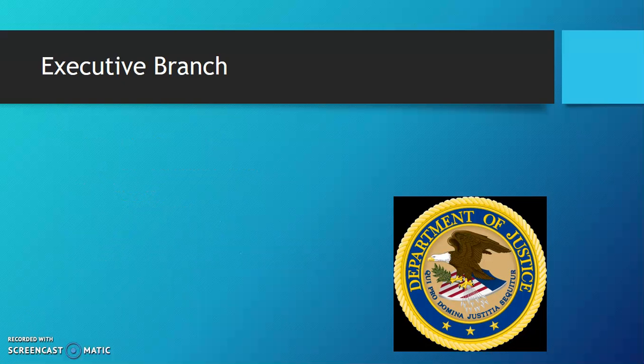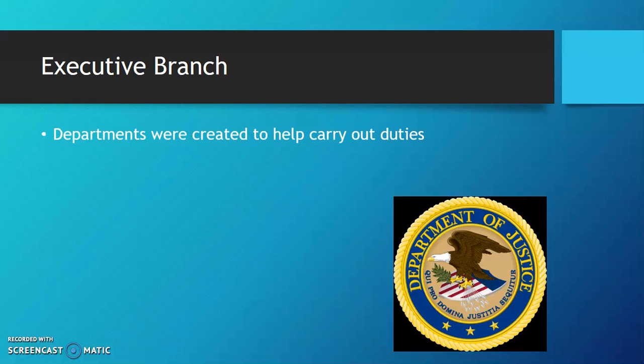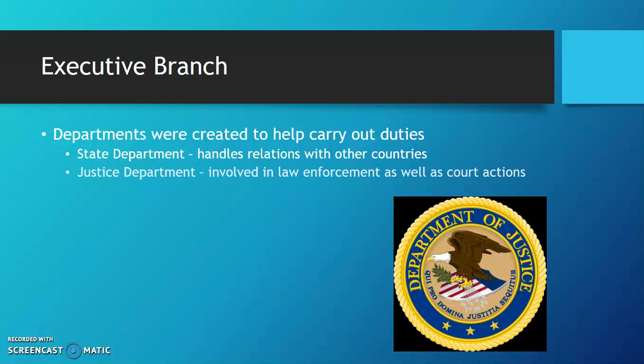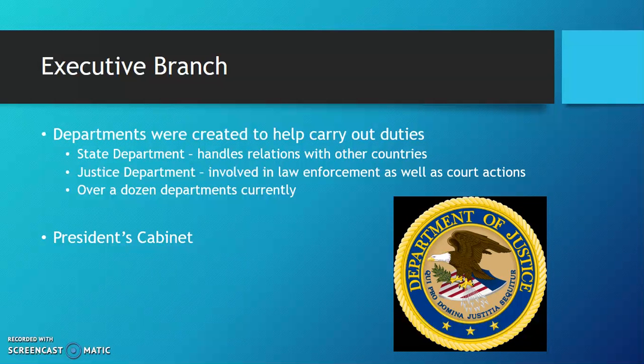The president is not the only person in the executive branch. Departments were created in the executive branch to help carry out the duties. Some of these departments include the State Department, which handles relations with other countries, and the Justice Department, which is involved in law enforcement as well as court actions. There are now currently over a dozen departments to help execute the duties of the executive branch. There's also the President's Cabinet. The President's Cabinet members consist of the heads of these departments, over the dozen departments that we just went over.